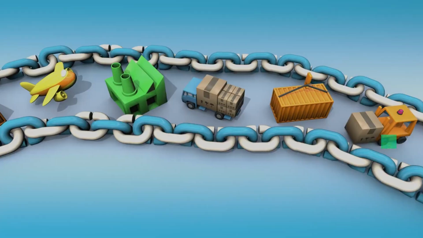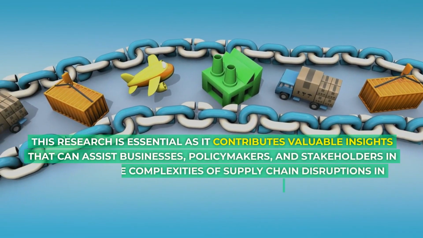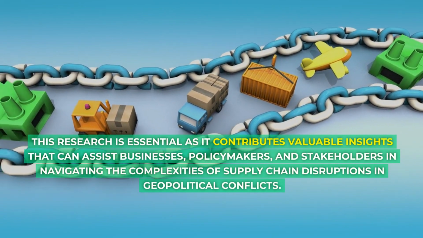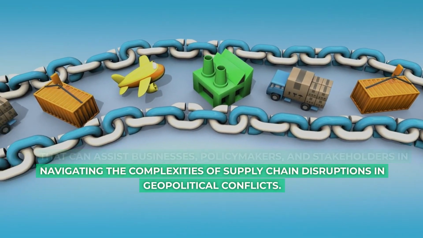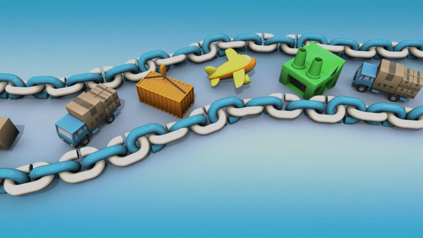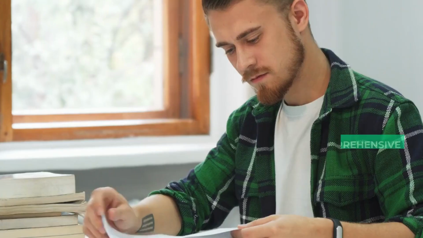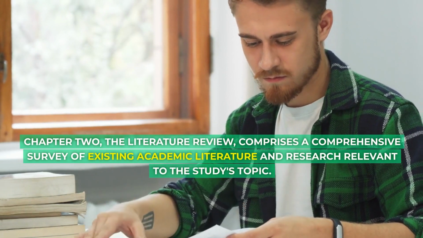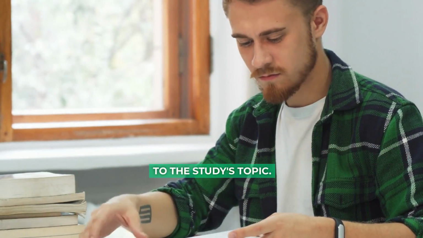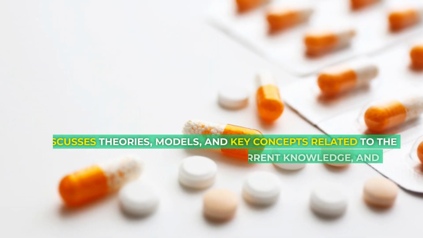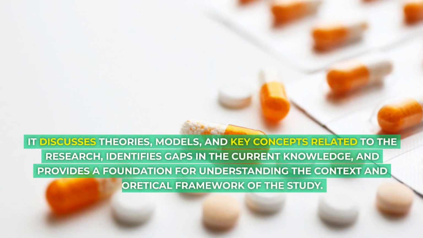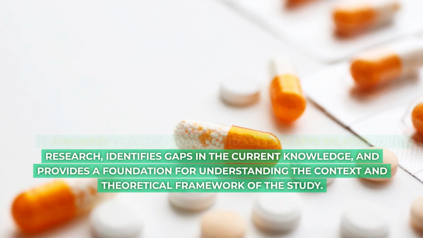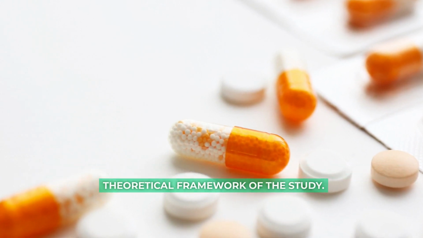Research rationale. This research is essential as it contributes valuable insights that can assist businesses, policymakers, and stakeholders in navigating the complexities of supply chain disruptions in geopolitical conflicts. Chapter 2. Literature review. Chapter 2, the literature review, comprises a comprehensive survey of existing academic literature and research relevant to the study's topic. It discusses theories, models, and key concepts related to the research, identifies gaps in the current knowledge, and provides a foundation for understanding the context and theoretical framework of the study.